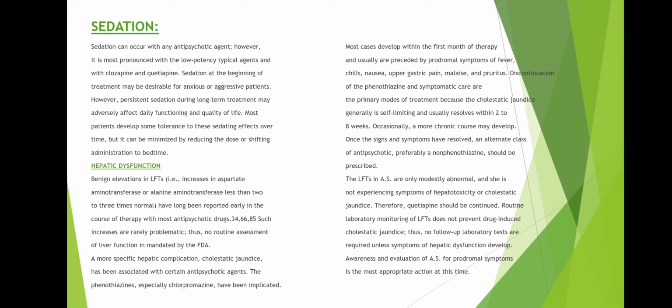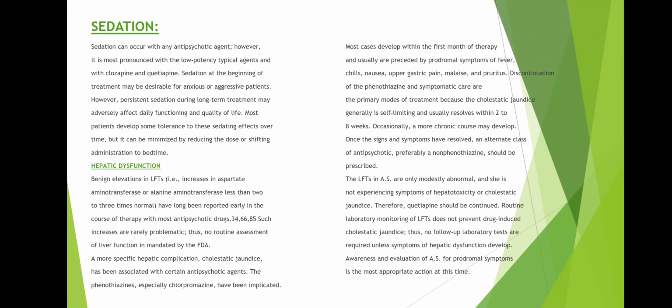What is hepatic dysfunction? Let's discuss. Benign elevations in LFTs have been reported early in the course of therapy with most antipsychotic drugs. Such increases are rarely problematic, thus no routine assessment of liver function is mandated by the FDA. A more specific hepatic complication, cholestatic jaundice, has been associated with certain antipsychotic agents. The phenothiazines, especially chlorpromazine, have been implicated. Most cases develop within the first month of therapy and usually are preceded by prodromal symptoms of fever, chills, nausea, upper abdominal pain, malaise, and pruritus.